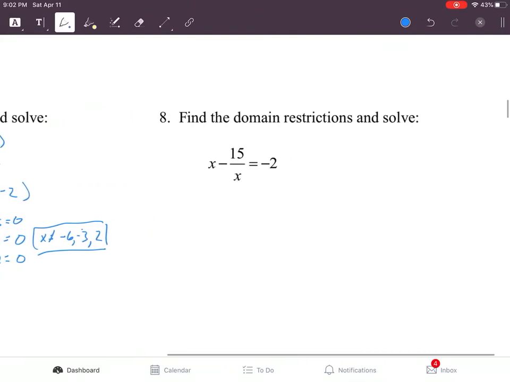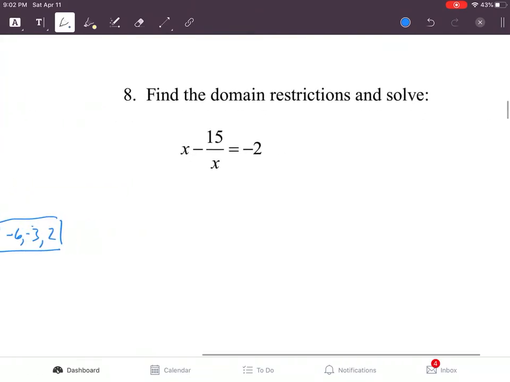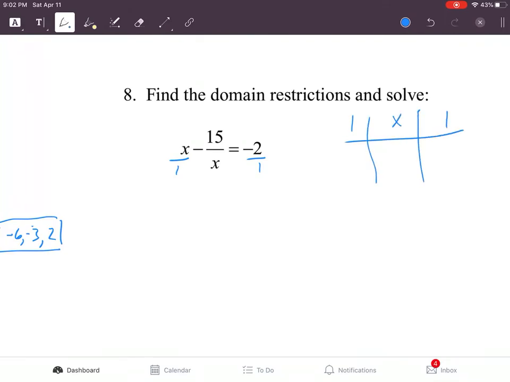Next, number 8. This time we have 3 fractions. It might help to look at the fact that 2 of our fractions have a denominator of 1. So if we look at our 3 denominators, we have 1, we have x, we have 1. I like to make this little chart. Some students really like it, some students don't need it, whichever one works for you. So these are our 3 denominators.